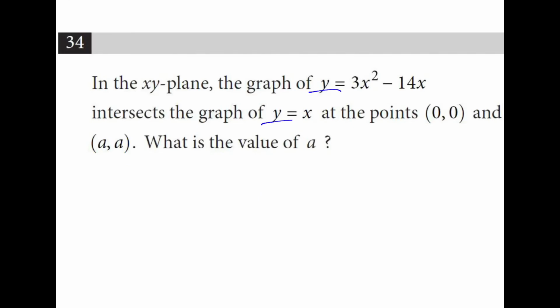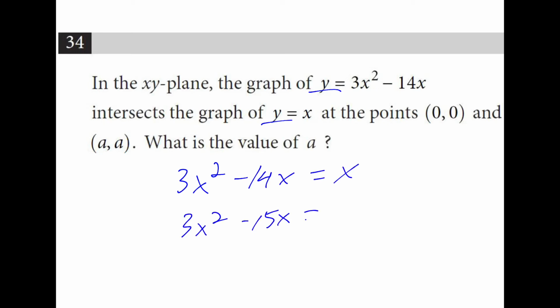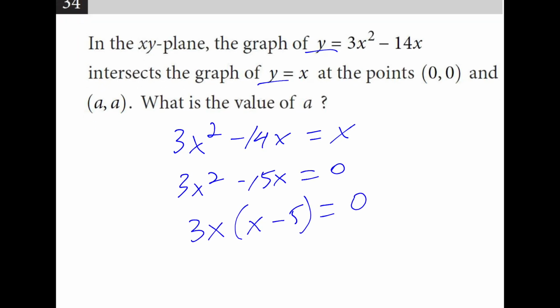So these two y equal statements are equal to each other. So I can say 3x squared minus 14x is equal to x. Or 3x squared minus 15x is equal to 0. I can factor out a 3x, and this becomes x minus 5. So there's two possible solutions if I plug in a 0, which addresses this point, and if I plug in a 5. So there's the answer.